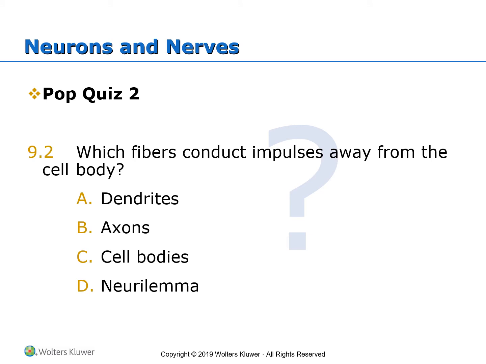Question number 2. Which fibers conduct impulses away from the cell body? Dendrites, axons, cell bodies, or neurolemma? Axons are the fibers that conduct impulses away from the cell body.